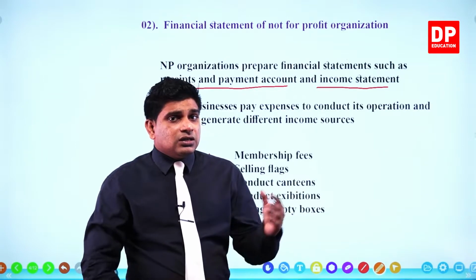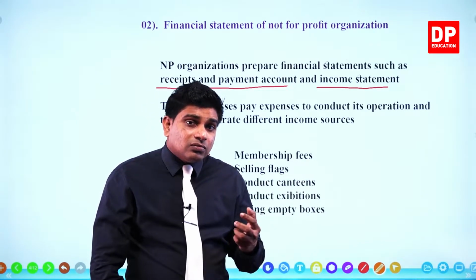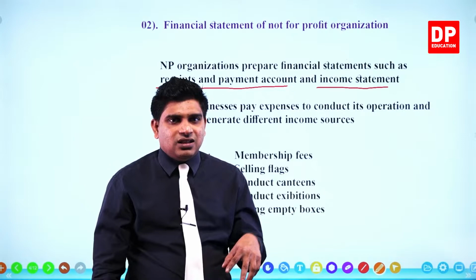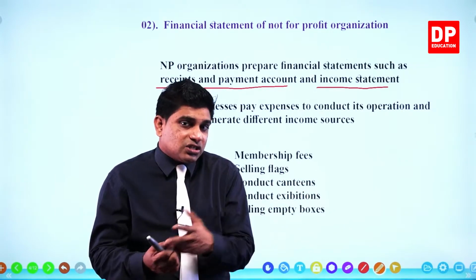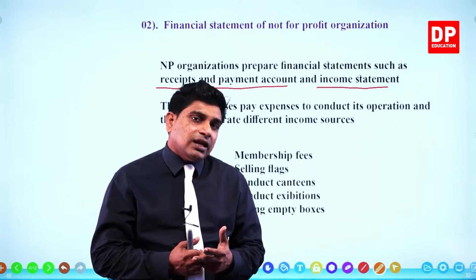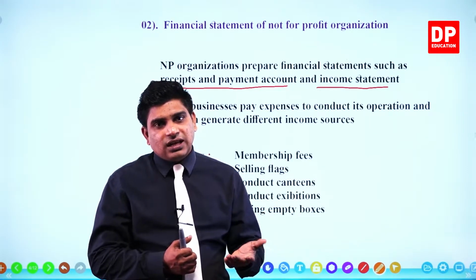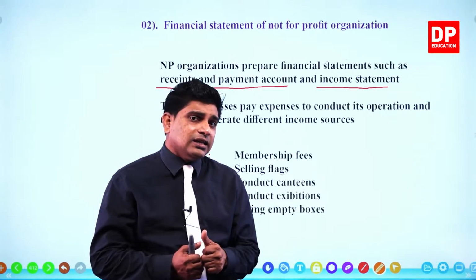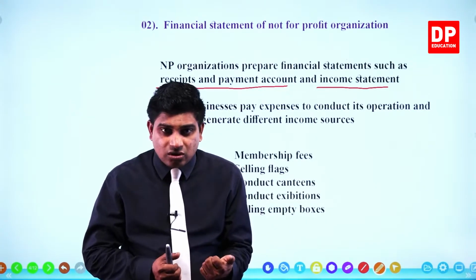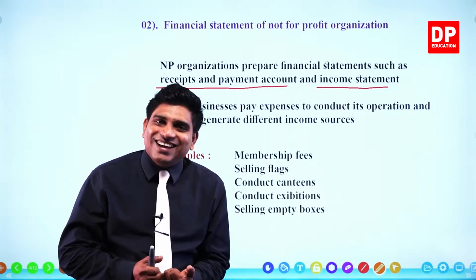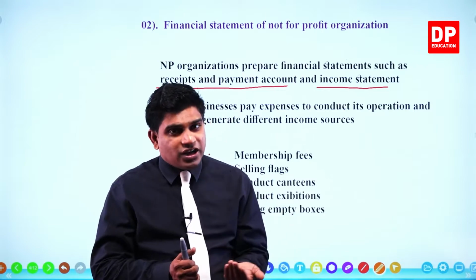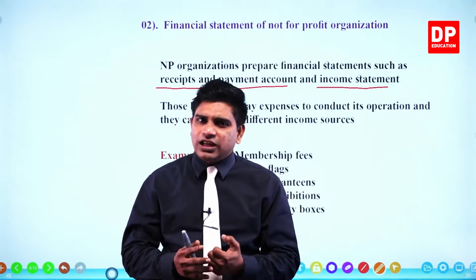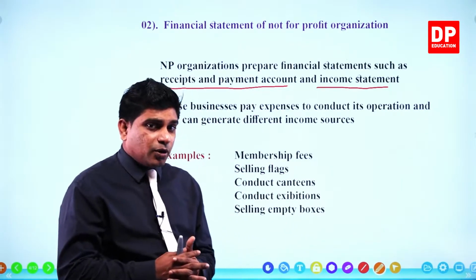On the other hand, they can receive different income. They will receive donations, and especially the main income source is membership fees. When the members pay their fees to the organization, they can collect money. They can produce flags and key tags and sell them, and from that they can earn income. They can conduct carnivals, I mean organize carnivals, right? They can also organize exhibitions, and from that they can earn more money. That's why they maintain a proper accounting system, right?